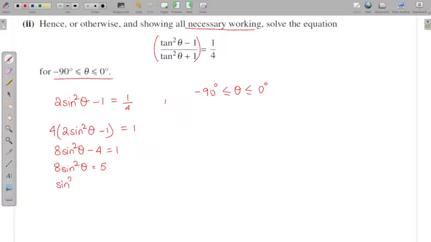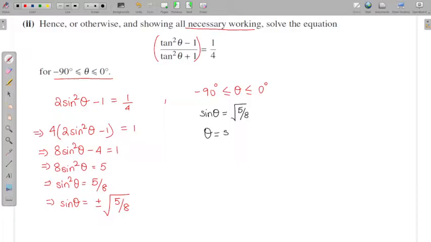So sine square theta will be equal to 5 over 8. Now I have to take the square root. Whenever you take a square root, please remember to plug in a plus minus sign. So now we can write that sine theta is plus minus square root of 5 over 8. First we can work with sine theta equal to plus root of 5 over 8. So sine inverse of that will give us the value of theta.